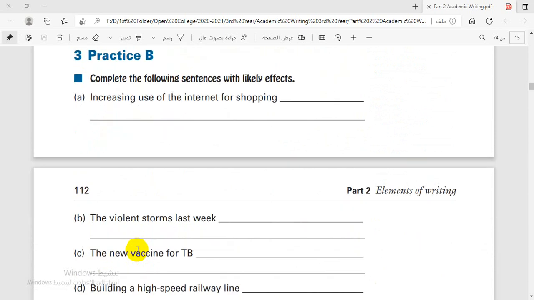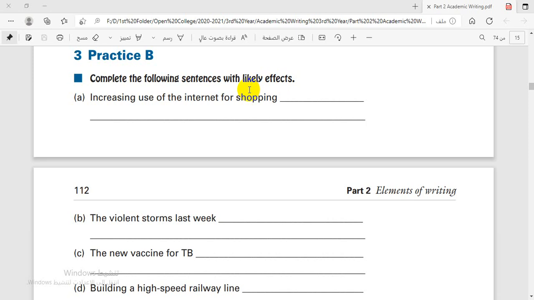Practice B. Complete the following sentences with likely effects. Likely effects means something that you are thinking about. It is an open answer. We do not have a model answer for this practice. We have an open answer according to what a student thinks or sees.